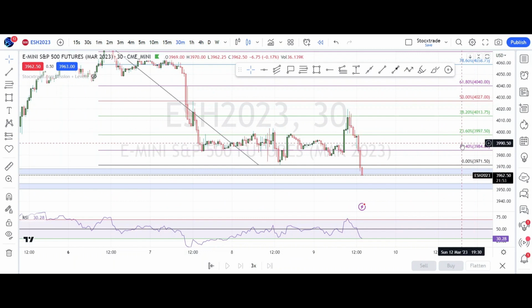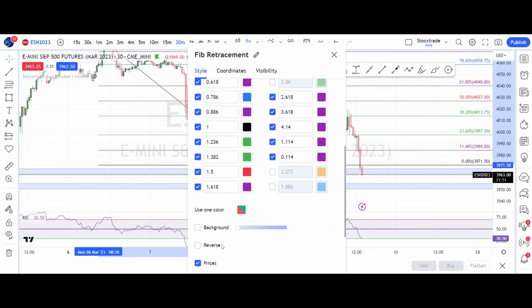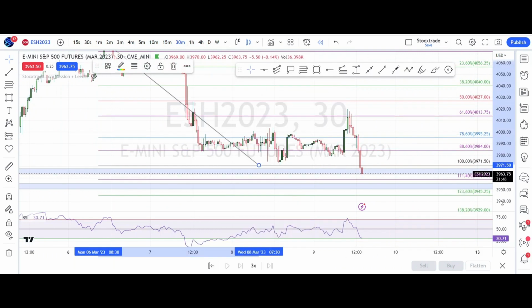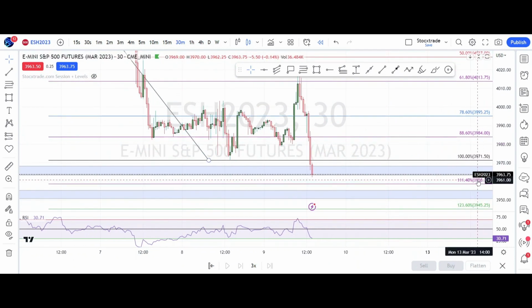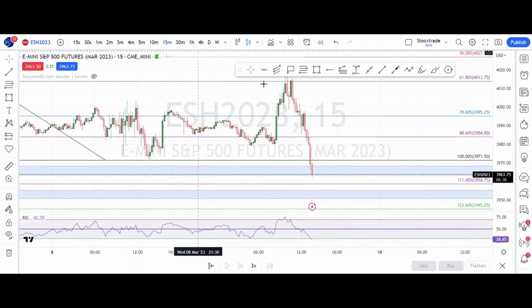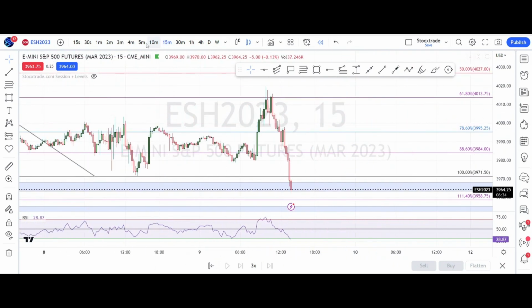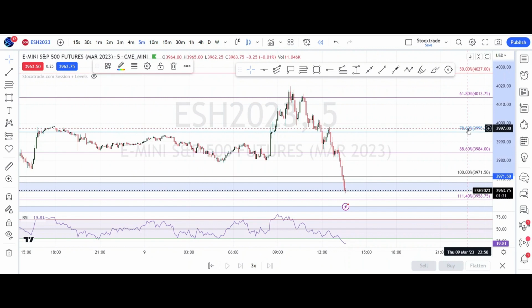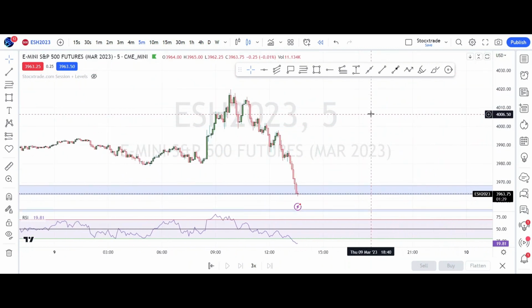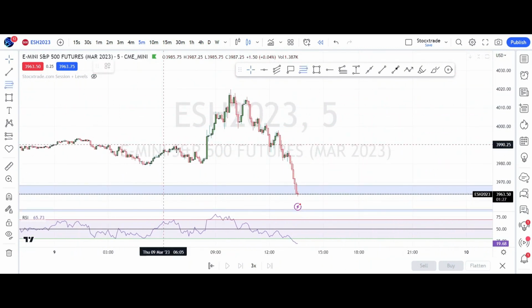So what can be my next target? It can be my 111.4%. So at least price needs to extend almost to the 39.58 area, which it is almost doing. Another thing, the price was rejecting because if you see on the lower time frame, I told you that the price should not go above 50%.